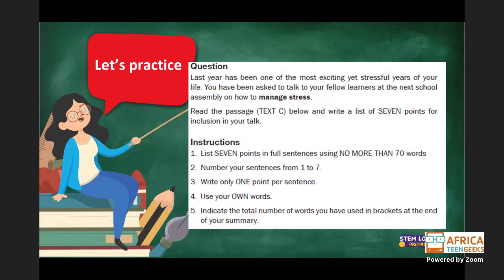Okay, so we've got the instructions there. So you list 7 points in full sentences using no more than 70 words. Number your sentences 1 to 7. Write only 1 point per sentence, as we've seen in the previous example. Use your own words and indicate the total number of words you've used in brackets at the end of the summary. Okay, so we've got our summary here.